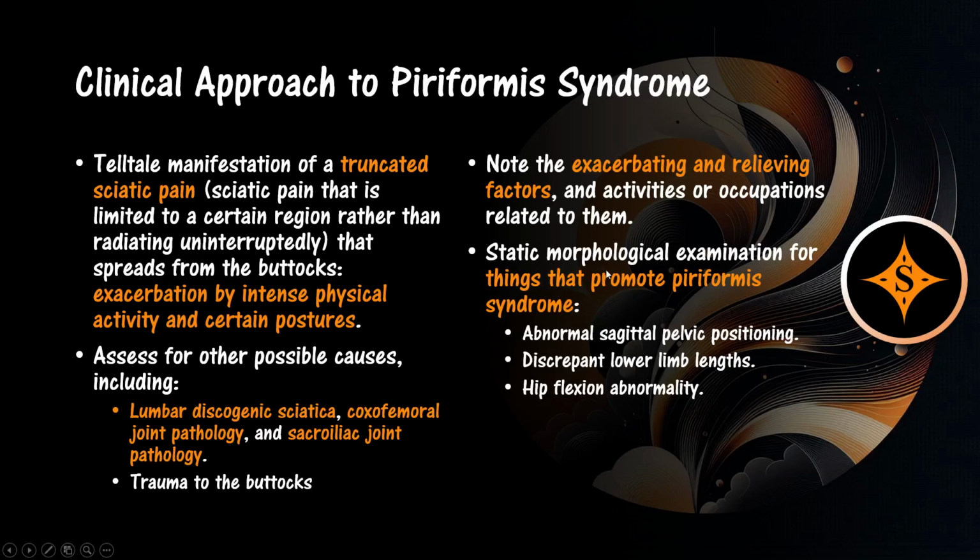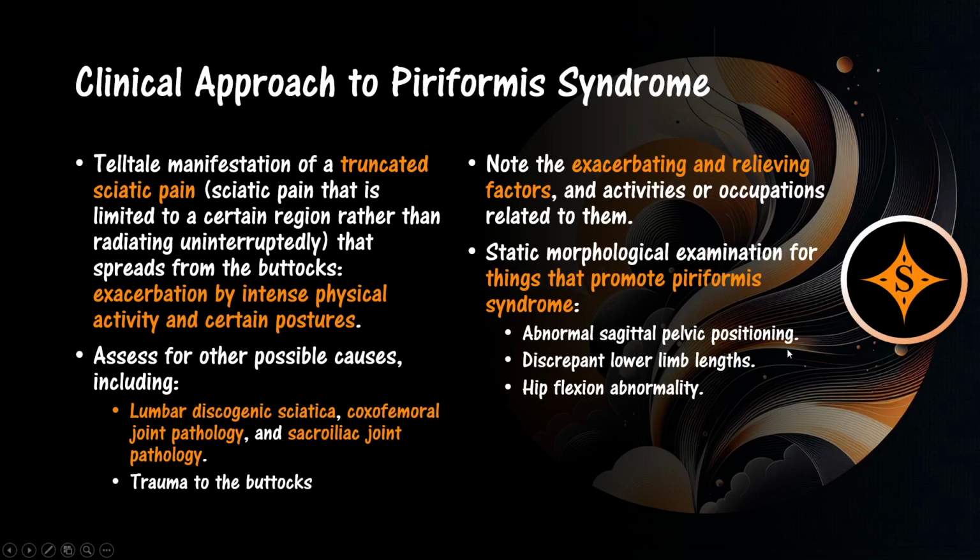Examination that you can do while the patient is in static position to increase your accuracy of identifying Piriformis syndrome, including pelvic positioning that is sagittally abnormal. Sagittal is something that means you are evaluating the structure from the side. If you see the pelvis is slightly anteverted or grossly anteverted, that also points to the likelihood of Piriformis syndrome happening. And also discrepant lower limb lengths. This also puts strain onto the piriformis muscle.